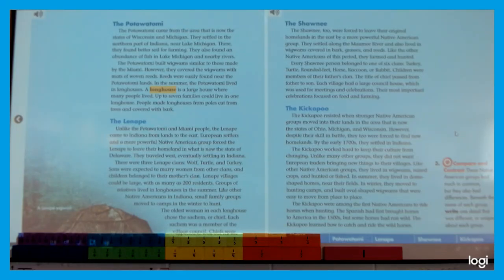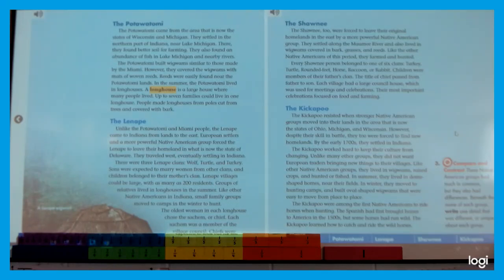In the summer, the Potawatomi lived in longhouses. A longhouse is a large house where many people lived. Up to 7 families could live in one longhouse. People made longhouses from poles cut from trees and covered with bark. So picture that, 7 families all living in one space. So it must have been quite a big structure.